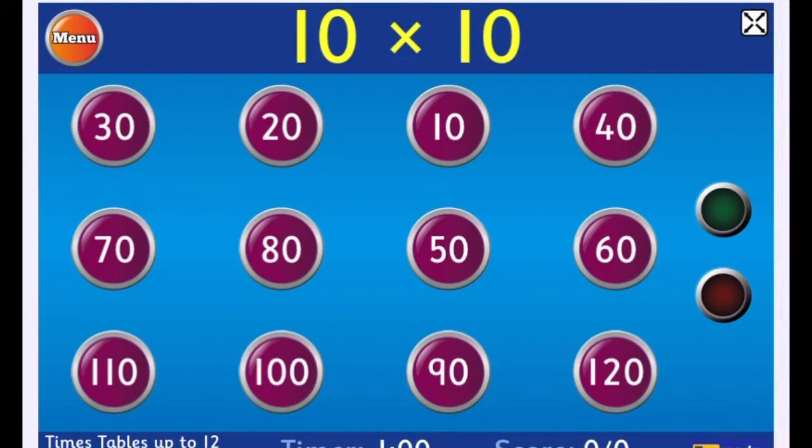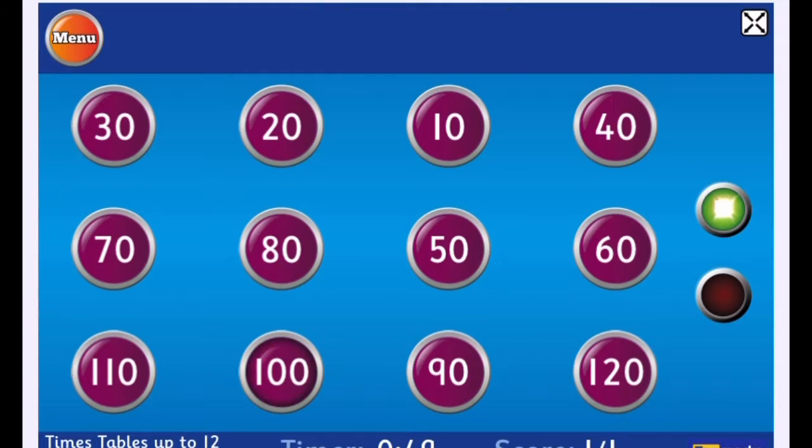Today is all about dividing by 10. So let's make sure that we know our 10 times table by having a go at those. Okay, 10 times 10, let's count. 10, 20, 30, 40, 50, 60, 70, 80, 90, 100. And the next one, can you count in tens? 5 times: 10, 20, 30, 40, 50.